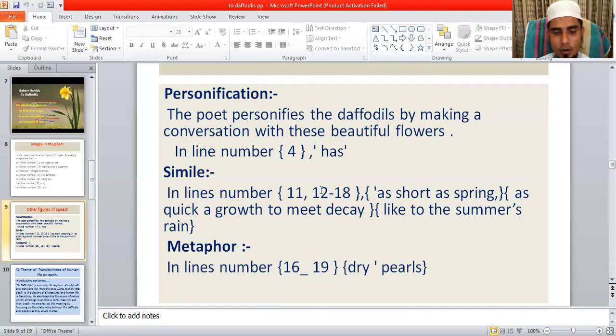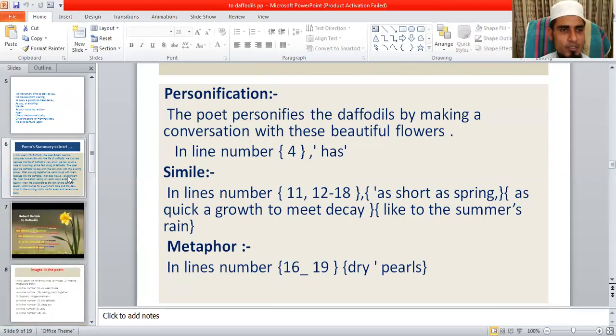Here he compares the daffodil flower, the duration of the daffodil, or the human youth, as the spring, as short as spring. This is the example of simile. And another, as quick a growth to meet decay. As quick. Here he uses the "as". Another we find, like to the summer's rain. Here he gives the example of summer rain. There are some more examples here.